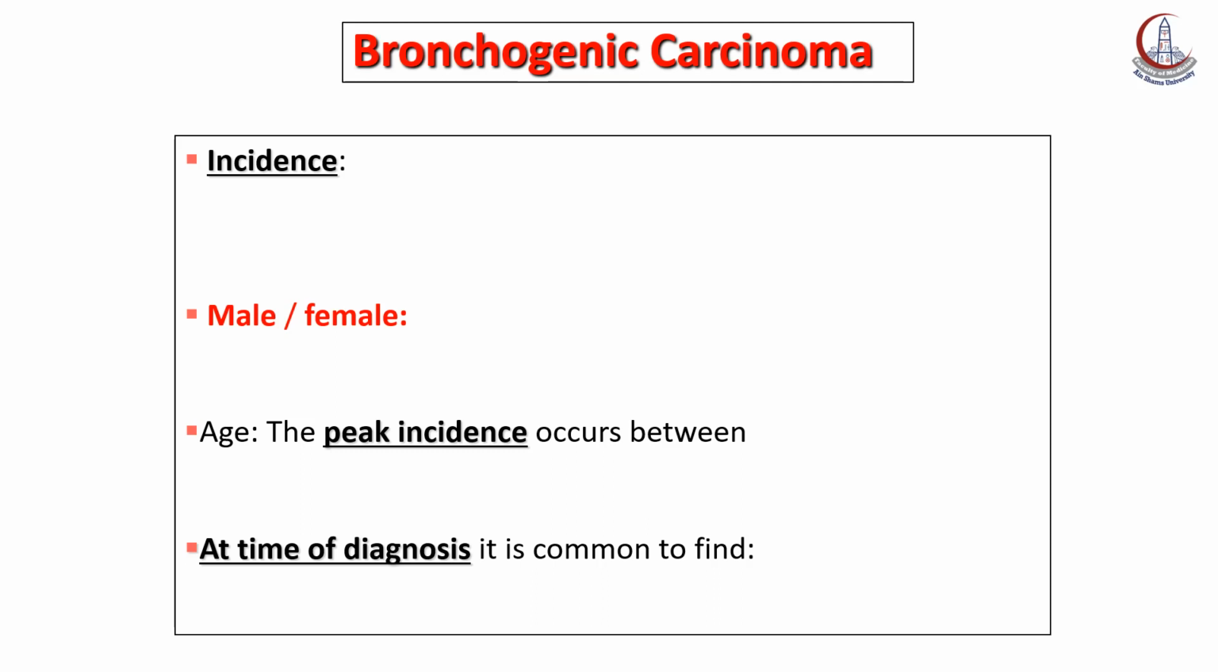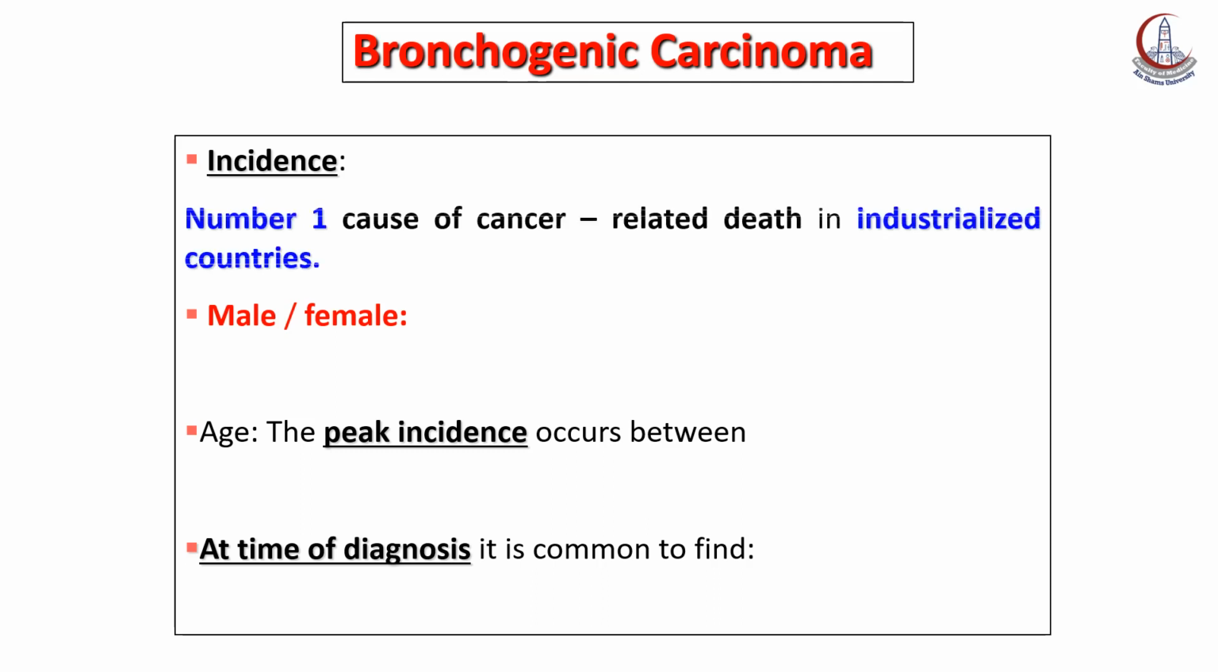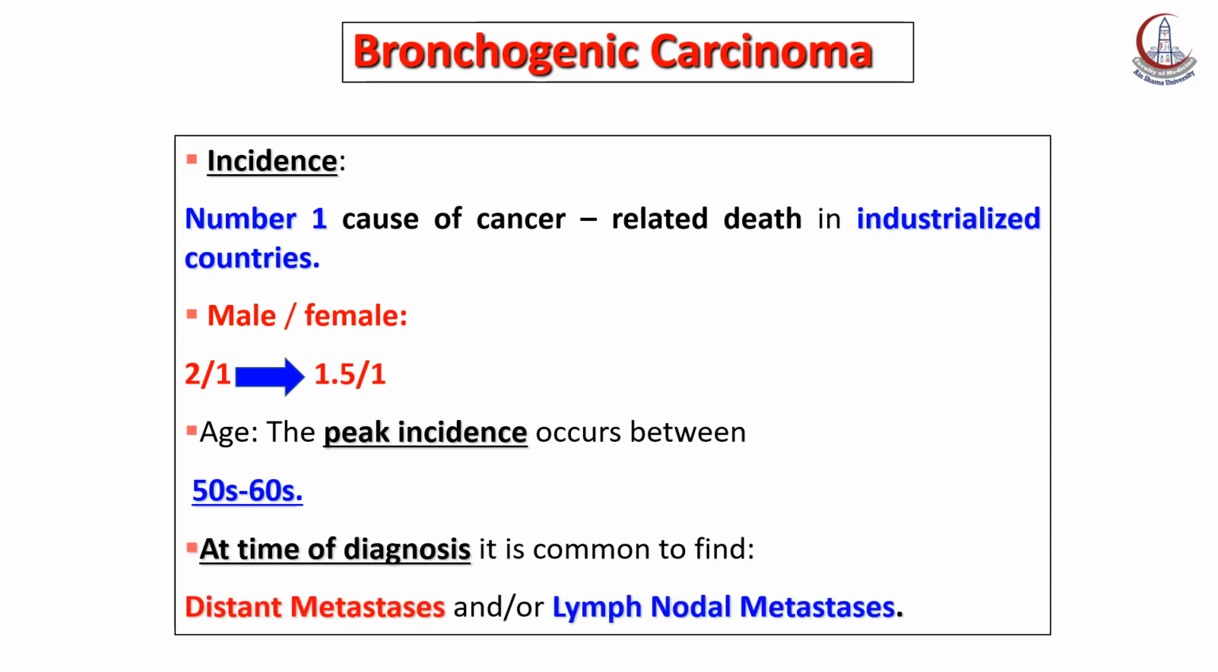So we will shift to the bronchogenic carcinoma. It is the number one cause of death in industrialized countries. The male to female ratio decreased from 2 to 1 to 1.5 to 1. The peak age is between the 50s and 60s. At the time of diagnosis, usually there is a distant metastasis or lymph node metastasis.